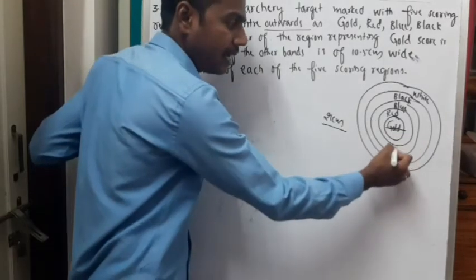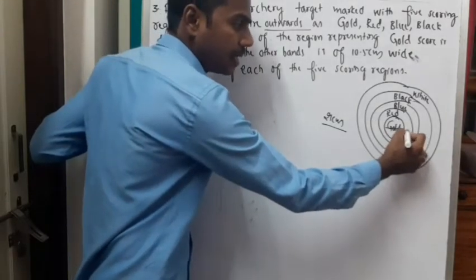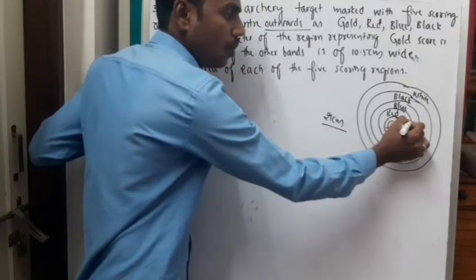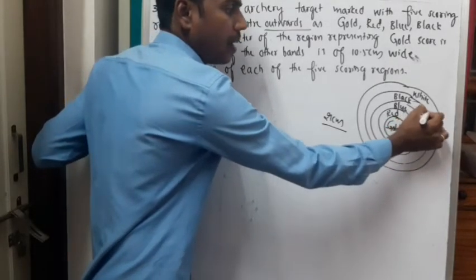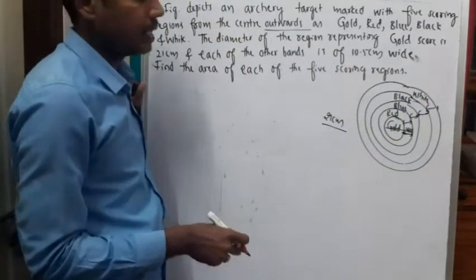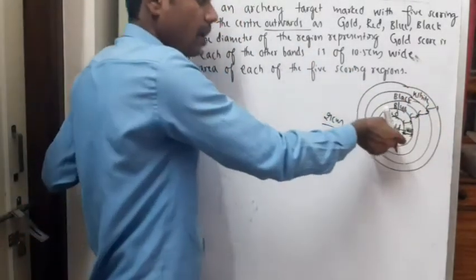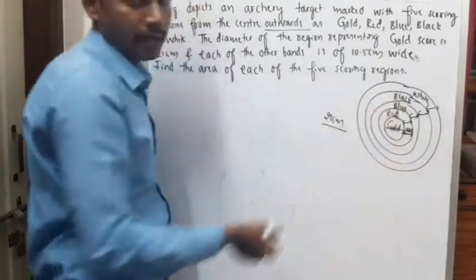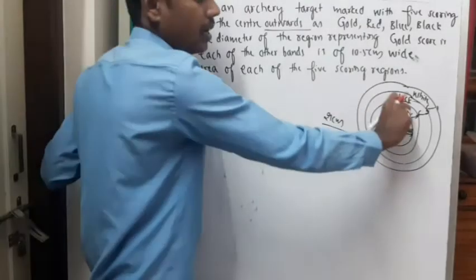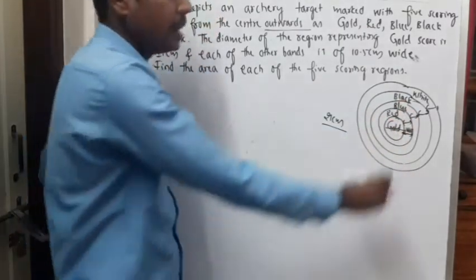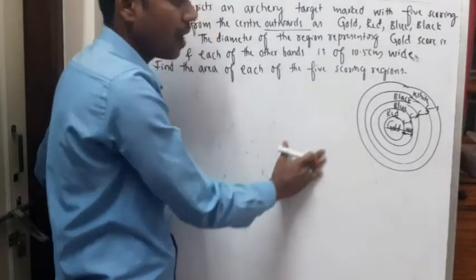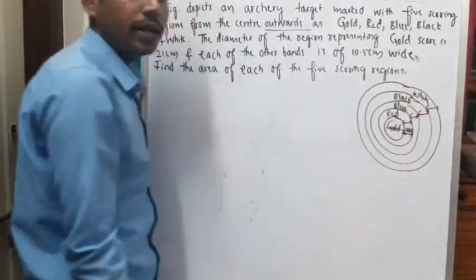See, what does it indicate? This gap, whatever it is, is 10.5 centimeter. As you move, you will find the gap of 10.5 centimeter. Then the width of the gap is 10.5 centimeter, and that width will be uniform across the circle. Since these are concentric circles, the center will remain the same and the width will be maintained. Now the question is, we need to find the area of all the 5 scoring regions.